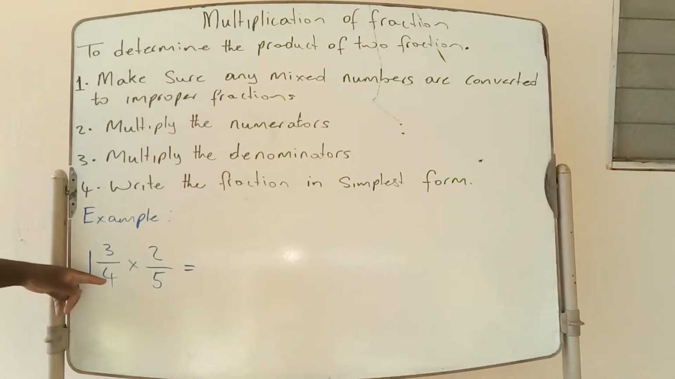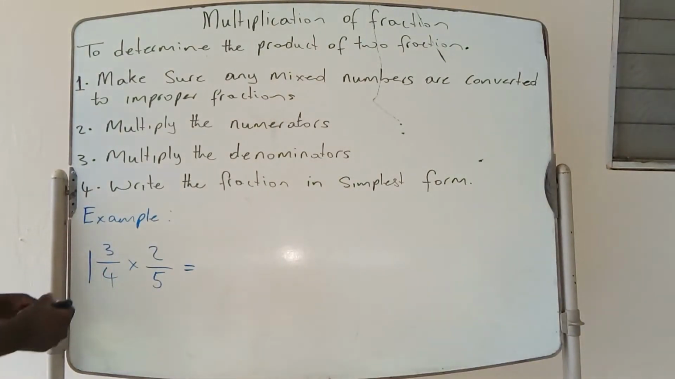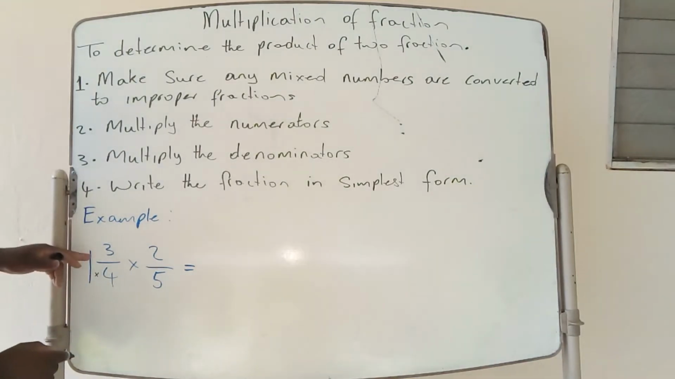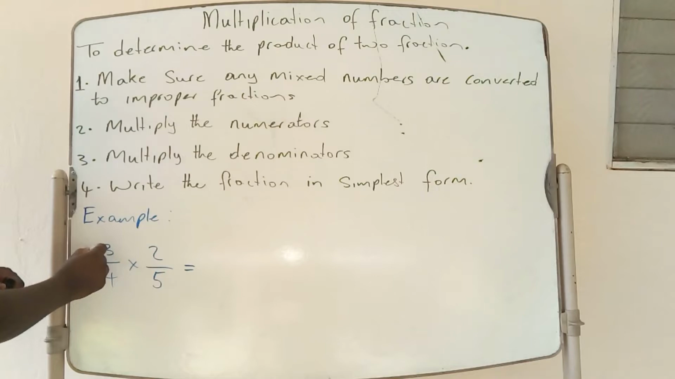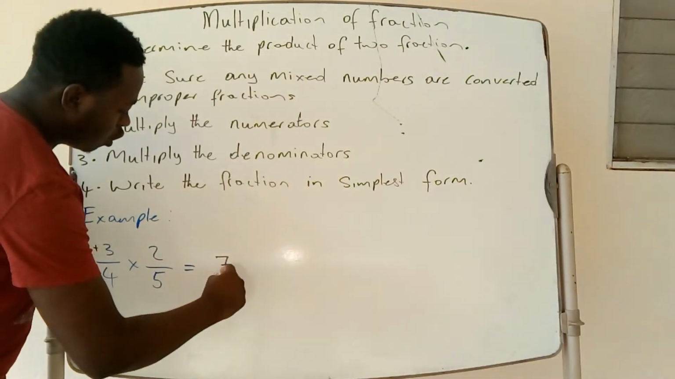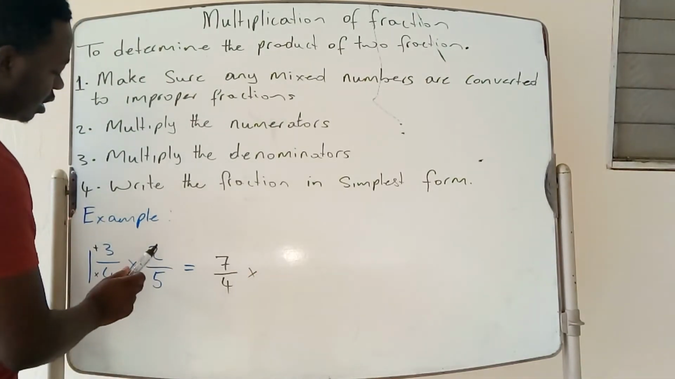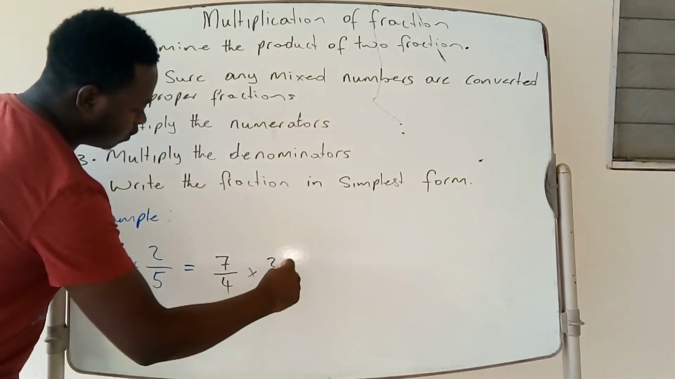You are going to take the denominator and multiply it by the whole number, and the result that you get, you add it to the numerator, right? So 4 times 1, that's 4, plus this 3, that's going to give us 7, so that's going to be 7/4, right? Multiply by your fraction here, which is 2/5.